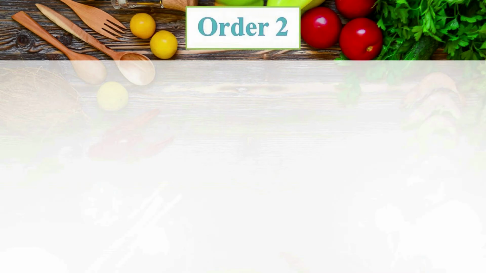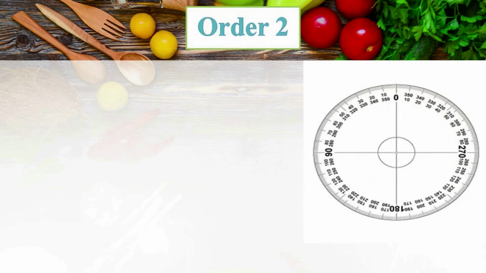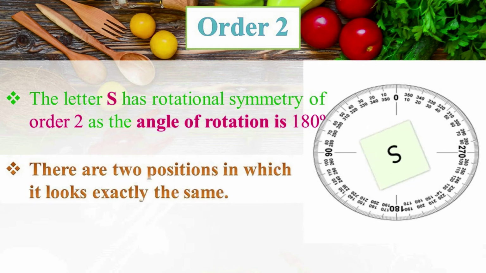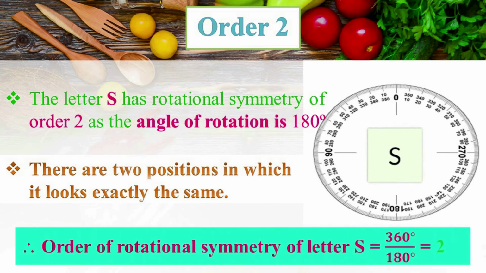Order 2. Let us find the order of the letter S. This is the original position. On a half turn, we get the same original shape. And on a full turn, we again get the same original shape. Therefore, the letter S has rotational symmetry of order 2, as the angle of rotation is 180 degrees. There are two positions in which it looks exactly the same.